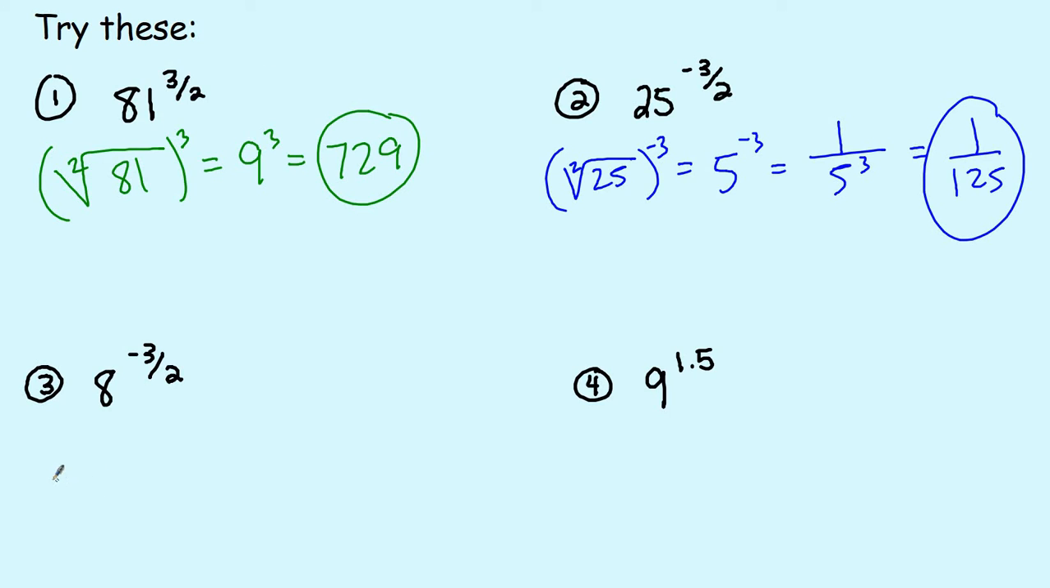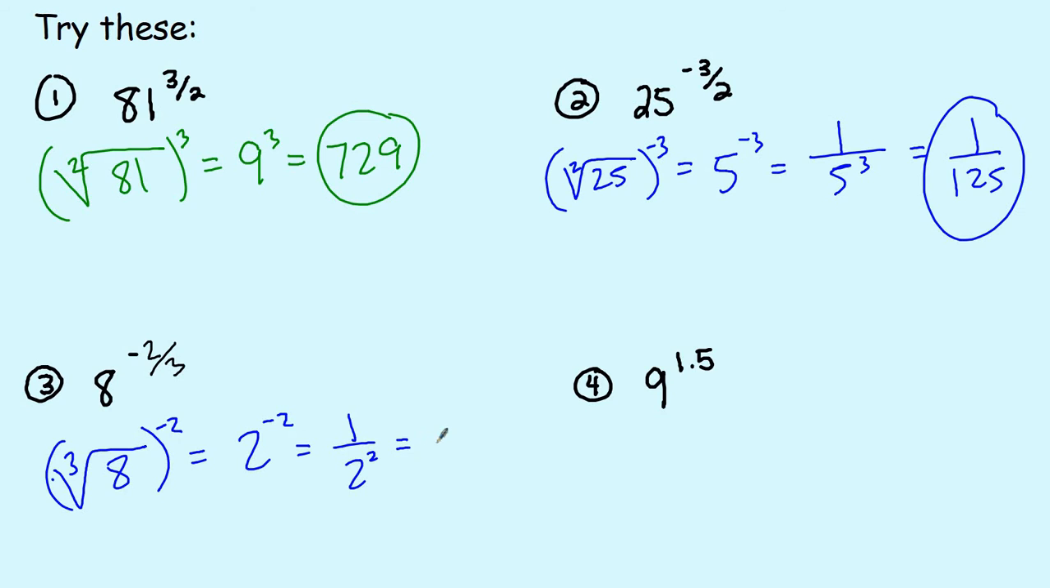Number 8. Ooh, this one was gross. I don't like this one. Sorry, I'm trying to think how to change it. Okay, I think that's what went wrong. Sorry, it was supposed to be flipped. Much nicer now. So now we're going to have the cube root of 8 raised to the negative 2. 2 to the negative 2. 1 over 2 squared. Wait, didn't we just do that one? Seems familiar. Anyway, number 4.